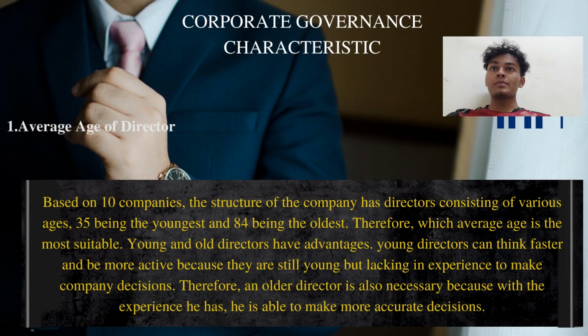Thank you. Corporate governance characteristic. First is average age of director. Based on 10 companies, the structure of the company has directors consisting of various ages, 35 being the youngest and 84 being the oldest. Therefore, which average is the most suitable?